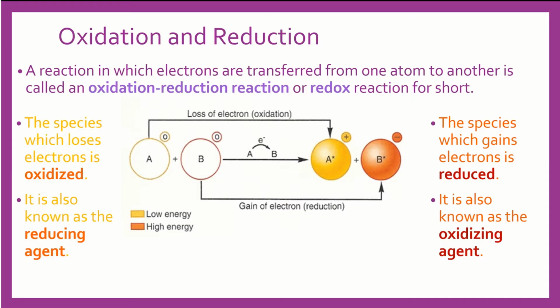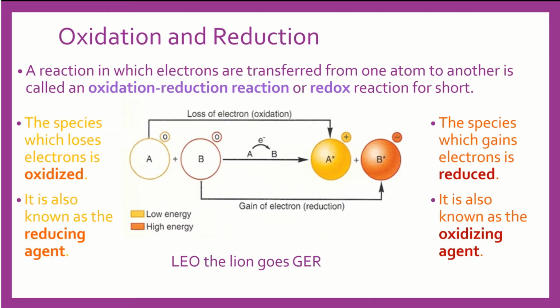And similarly, B is called the oxidizing agent because it does the oxidizing. So we could say that B was reduced. We could also say that B was the oxidizing agent because it oxidized A. So there's a couple of different ways to say it. Make sure you guys take a look at this slide and get comfortable with the terminology.